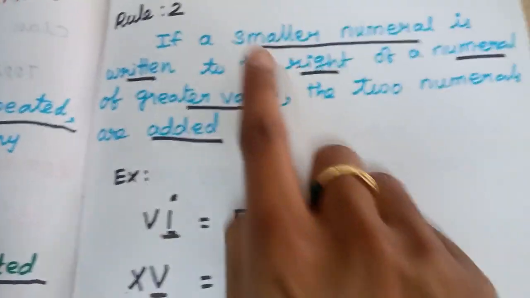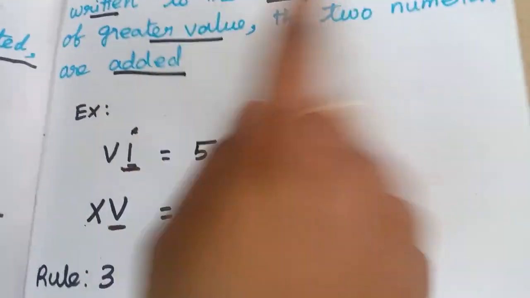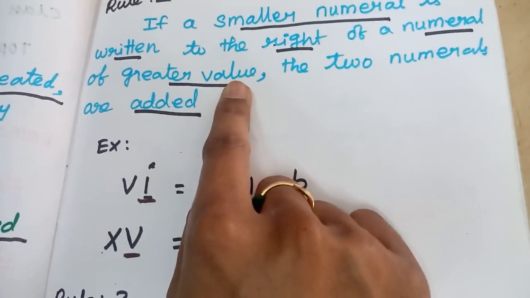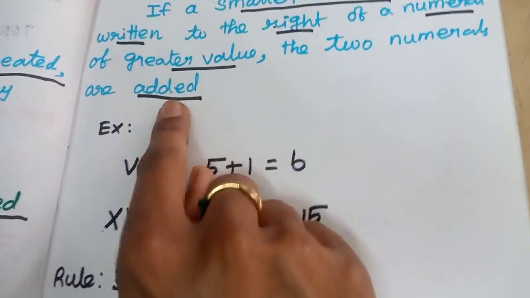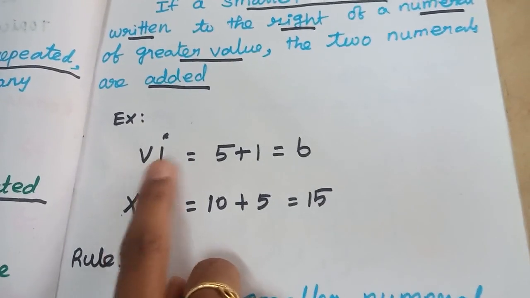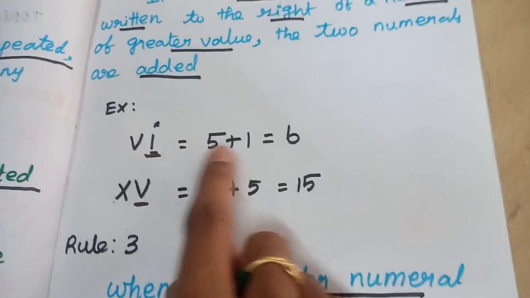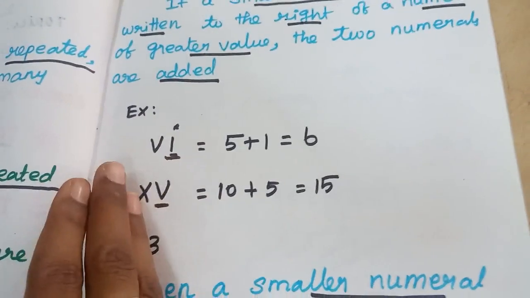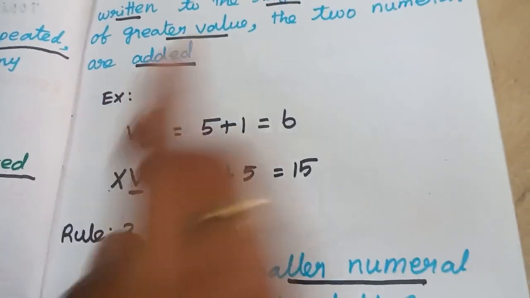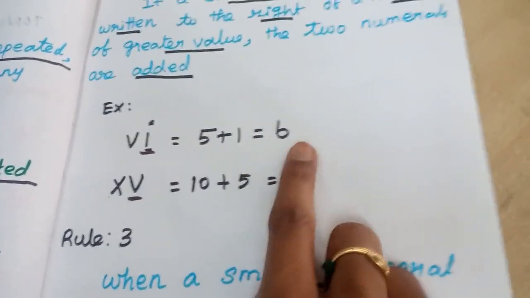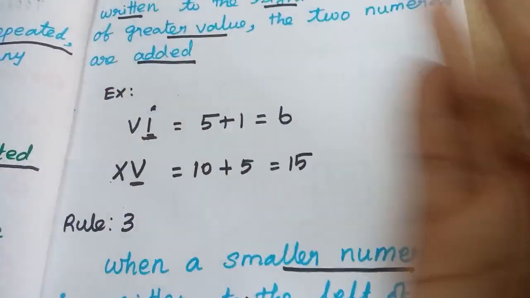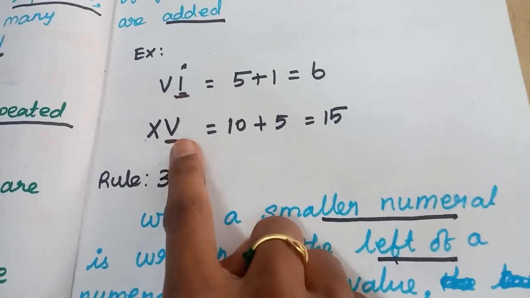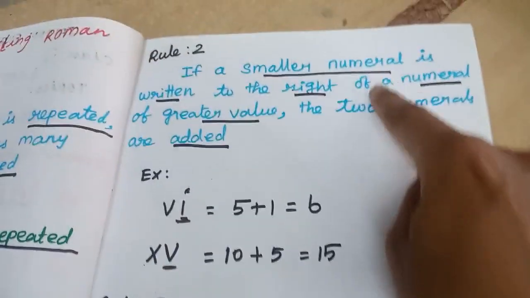Rule number 2. If a smaller numeral is written to the right of the numeral of the greater value, you have to add. So see the example, VI. V is represented as 5. I is represented as 1. So the smaller numeral occupied the right side of the greater value, so you have to add. Right side means you have to add. Left side means you have to subtract. Okay. So 5 plus 1, 6. So see, X V, 10 plus 5, so 15 is the answer. This is rule number 2.